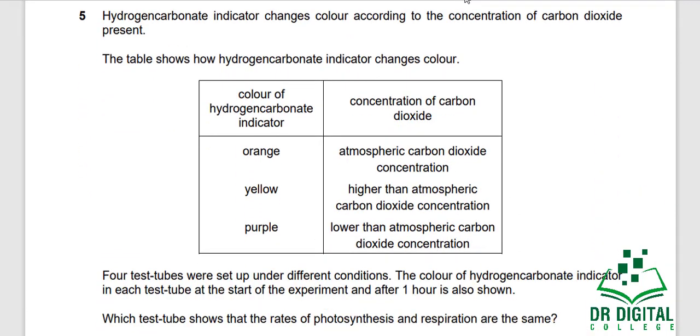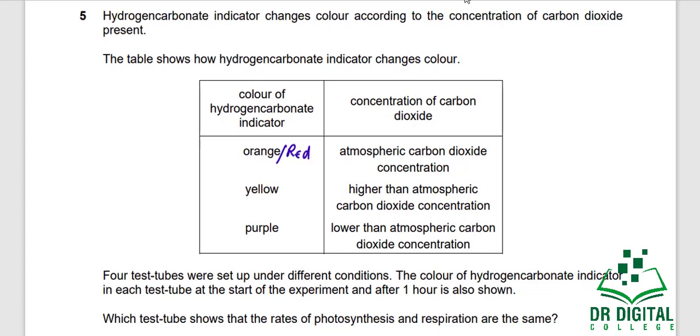In question 5, hydrogen carbonate indicator changes color according to the concentration of carbon dioxide present. The table shows how the indicator changes color. This is just a recall of memory for you: it is orange, sometimes also called red, then yellow and purple. Purple is when the carbon dioxide concentration is lower than in the atmosphere. Yellow is higher than atmospheric carbon dioxide concentration, and red or orange is atmospheric carbon dioxide concentration.